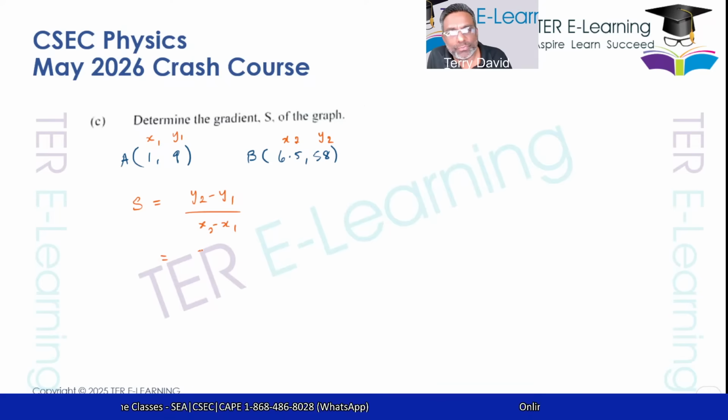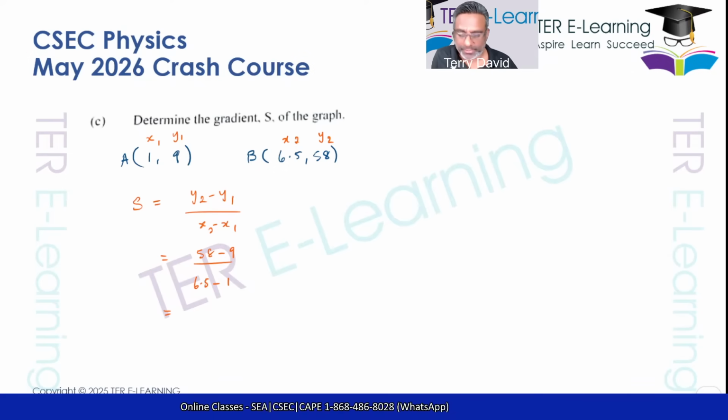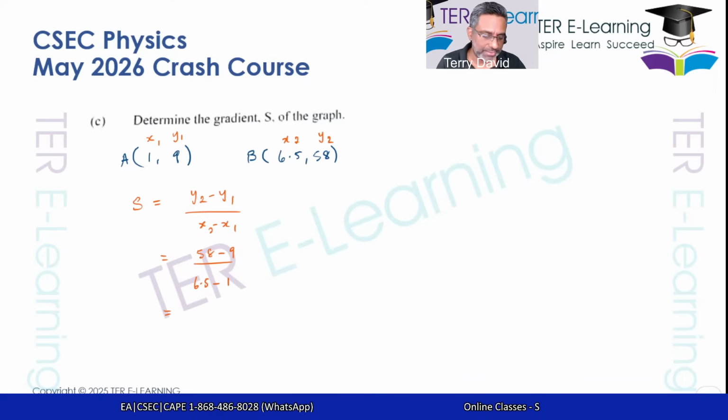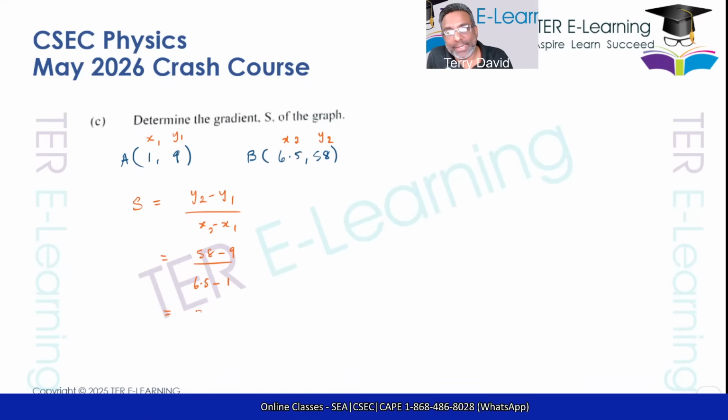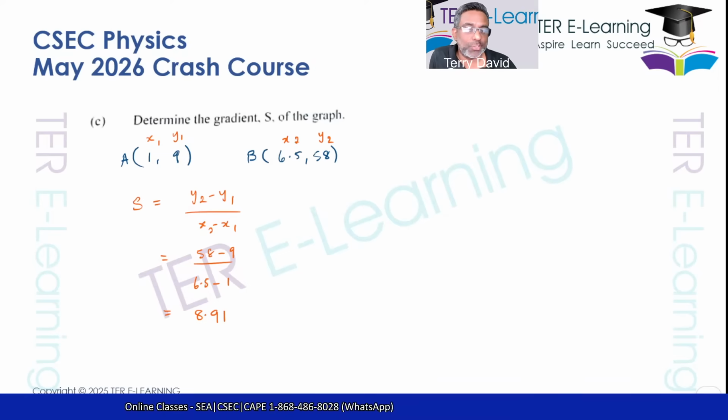So my y2 is 58. So it's 58 minus 9 divided by 6.5 minus 1. When I work this out, I wish I could have shown you the calculator, but 58 minus 9 divided by 5.5, I'm getting about 8.9, right? 8.91. That's what I'm getting for my slope. I saw some of you got answers close to that. Great.